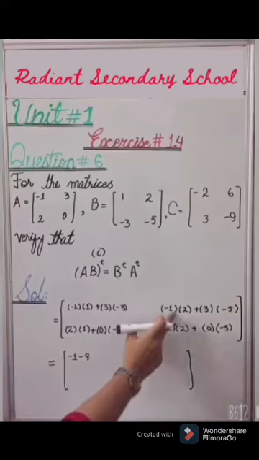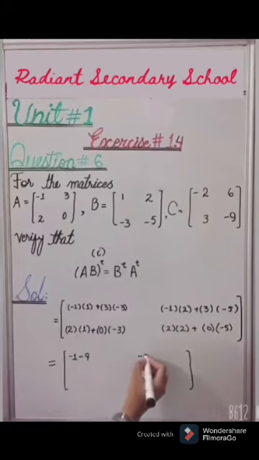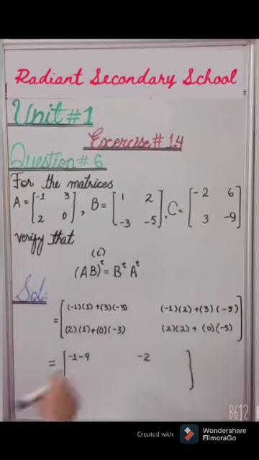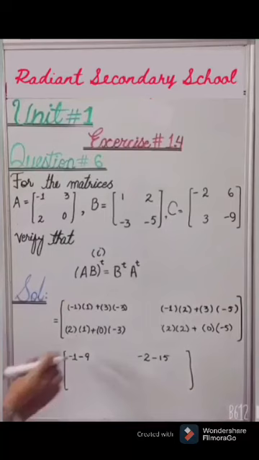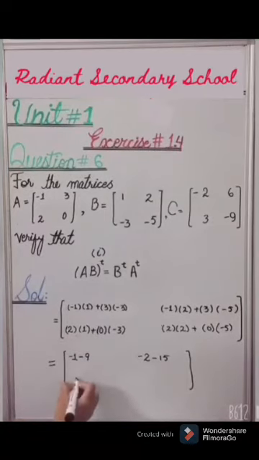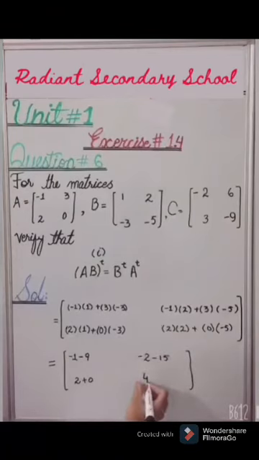Again we go here for the same procedure. -1 into 2 will be equal to -2, and 3 into -5 will be equal to -15, and again we have a plus here, so plus minus minus, we will get -15. Again we have 2 into 1, which is 2, plus 0 into minus 3 will be equal to 0. Come here and we will have 2 into 2 is equal to 4, and 0 into minus 5 will be equal to 0.